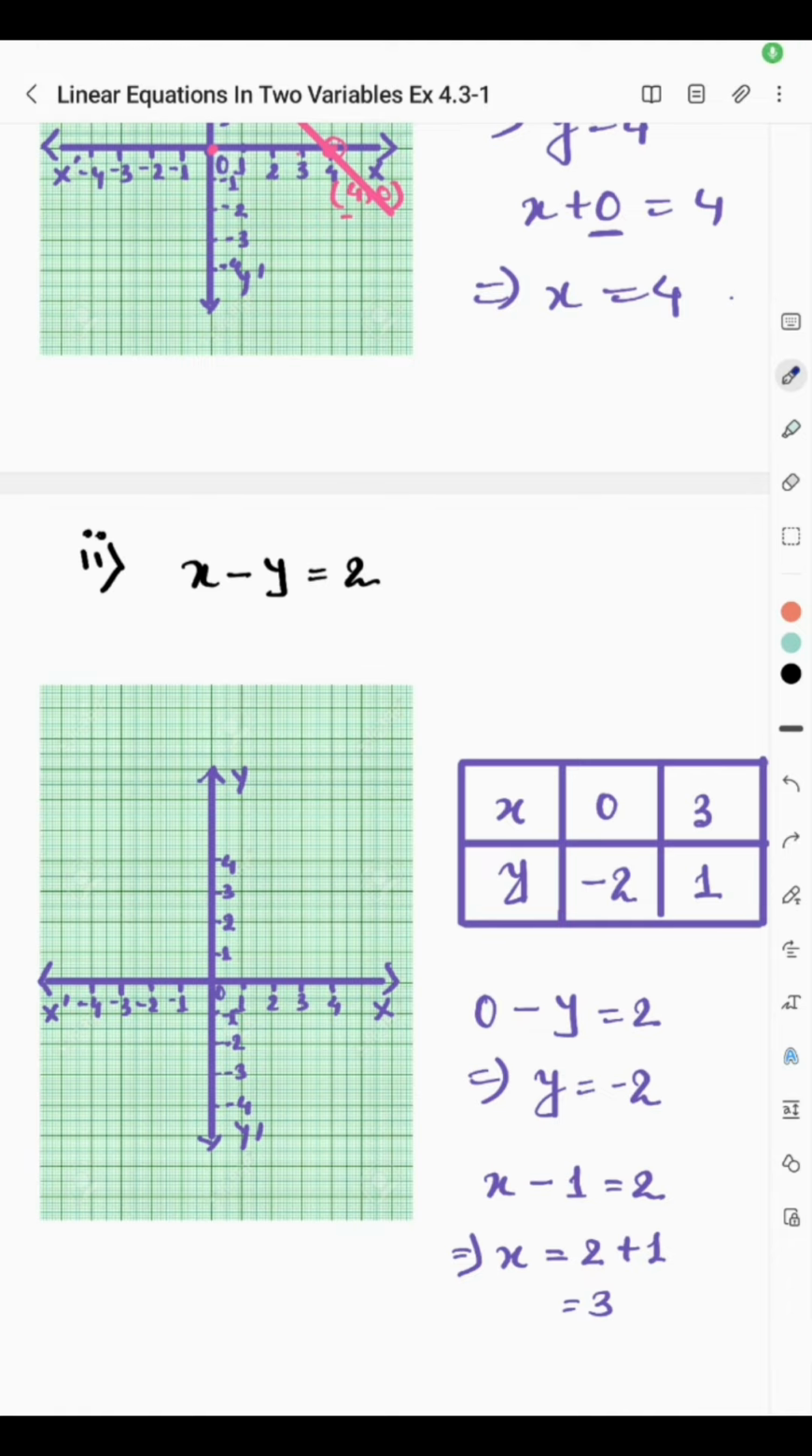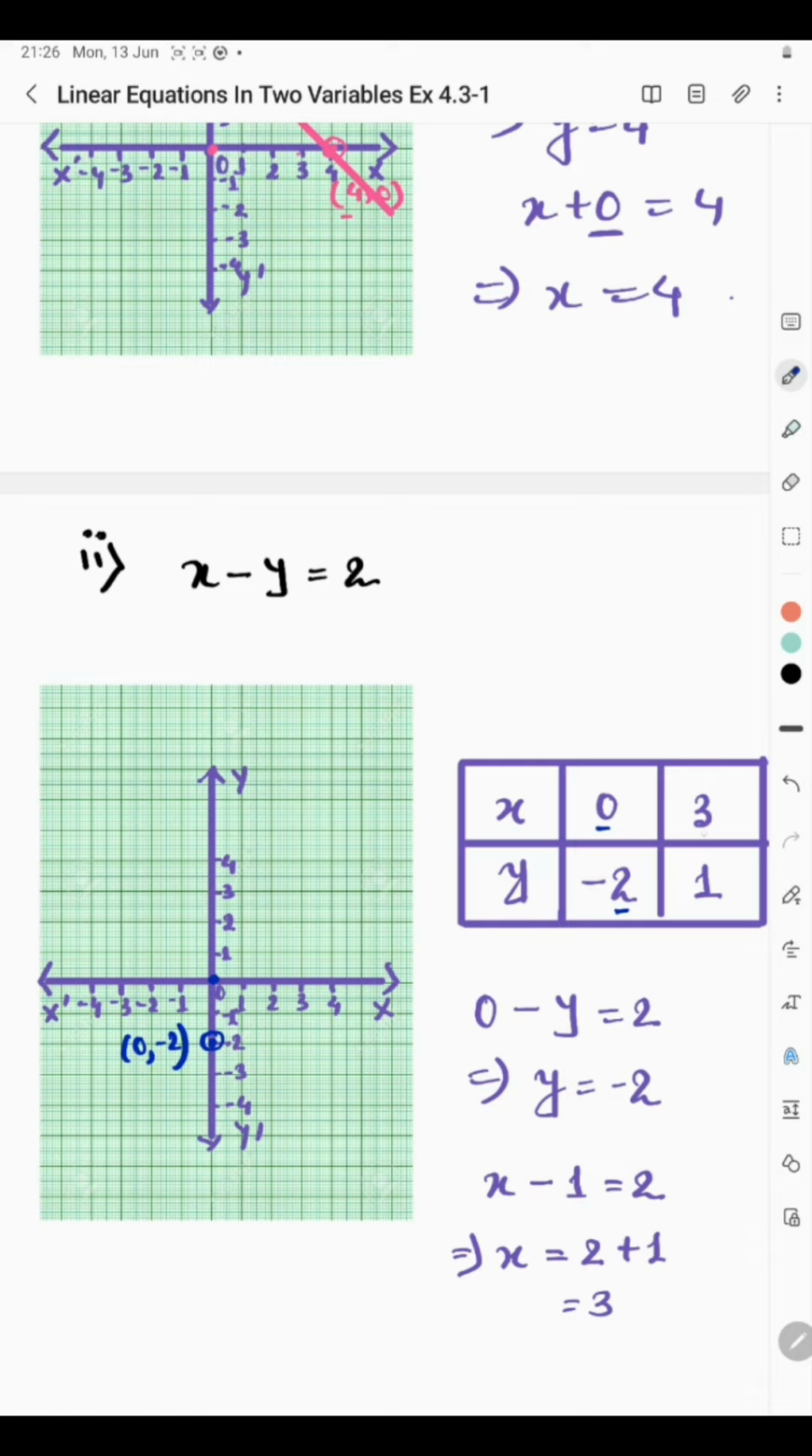Okay. Now our first coordinate is 0, -2. Now where is 0? Here is 0 on the x-axis, and the value of y is -2, which means lower part of the origin. So here is -2. So this is 0, -2.